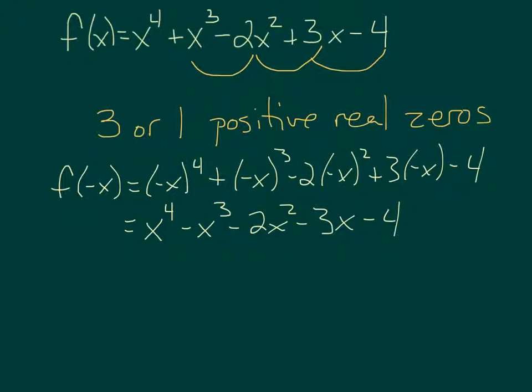So now we're just going to count the sign changes again. Positive to negative is 1, and then you see that it stays negative the whole way. So we can say that there is 1, and we're supposed to subtract by 2, but then we'd be in negative numbers, and that makes no sense. So there's going to be 1 negative real zero.